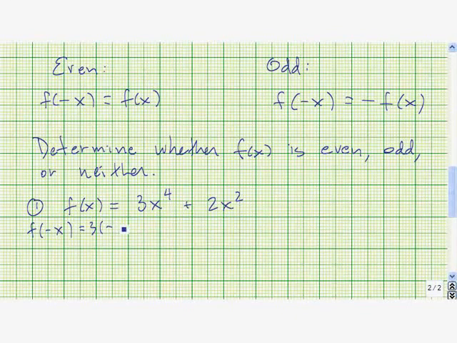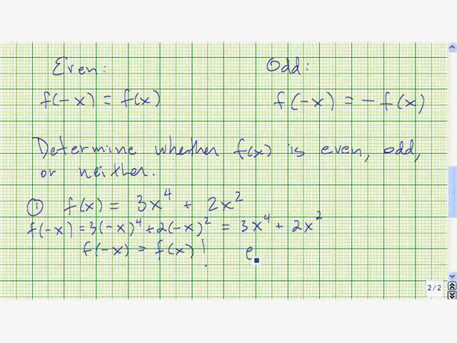So we get 3 times negative x to the 4th plus 2 times negative x squared. Negative x raised to the 4th power is equal to x to the 4th power, because when you raise negative 1 to the 4th, you get a positive number. Negative x squared, likewise, is equal to positive x squared. So we see that f of negative x is actually equal to 3x to the fourth plus 2x squared. And that's what f of x equals. Okay, so this here is equal to the original. So that's saying f of negative x is equal to f of x. So that tells us that this function is even.